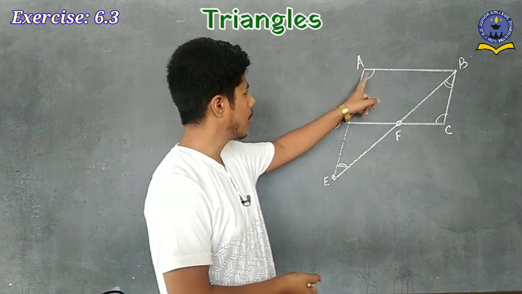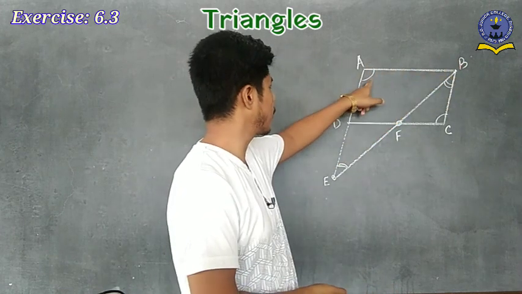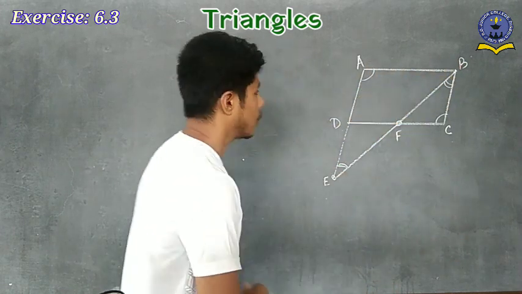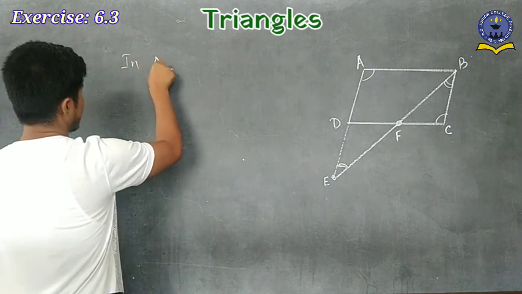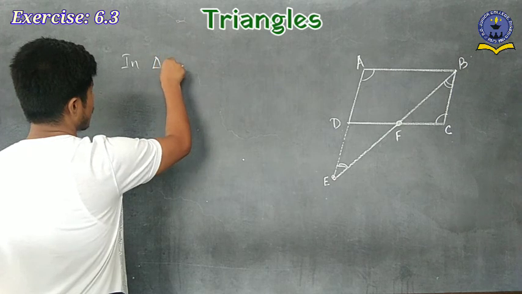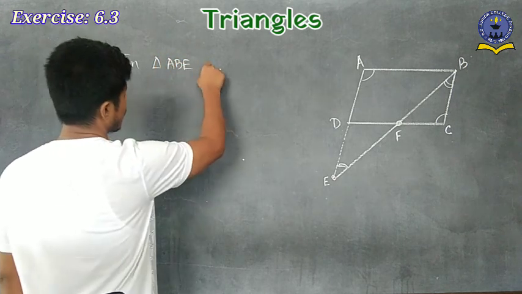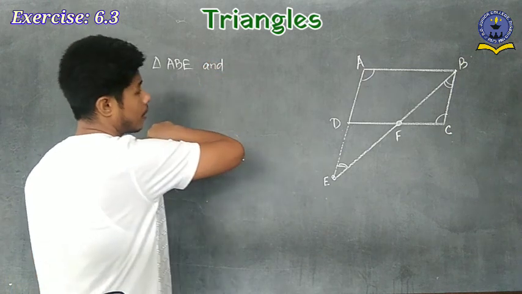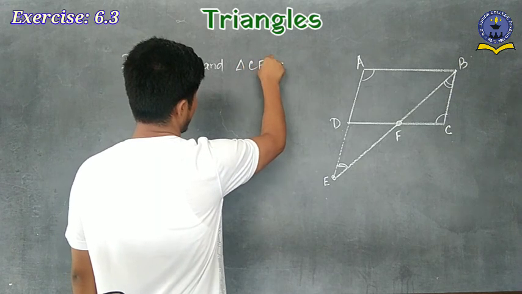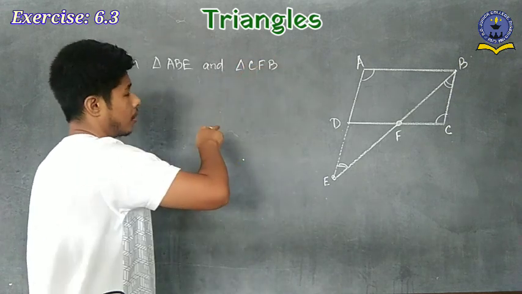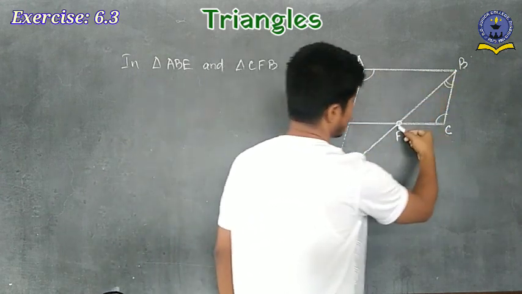First of all, we have to write which angle. Either you can write BAD or simply you can write angle A and angle C. So first of all, you have to write here in triangle ABE. We need to prove these two triangles, so that's why we write in triangle ABE and triangle CFB. So these two triangles. One triangle is this one, ABE, and another one is CFB.